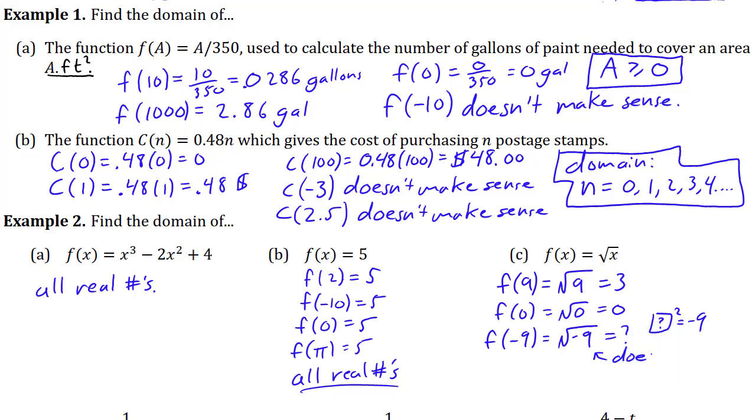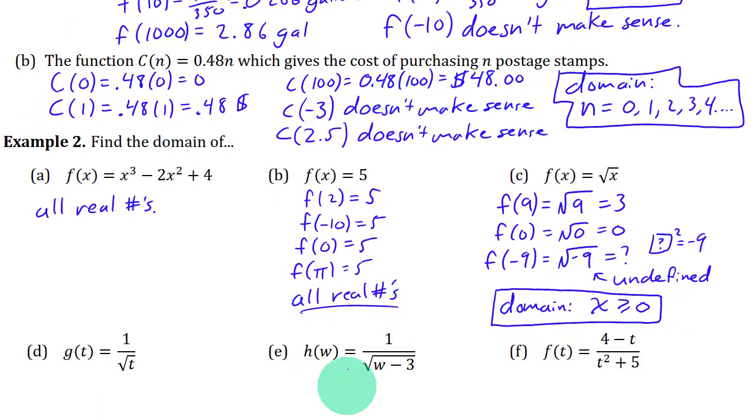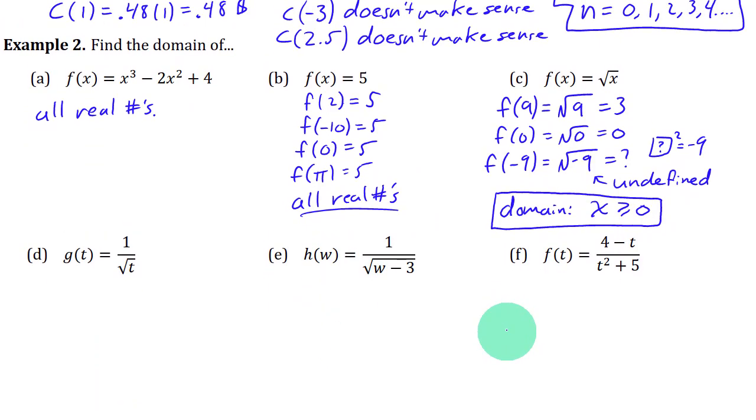You can say it doesn't exist, or it's undefined, or it doesn't make sense. Those all mean sort of the same thing. So x cannot be a negative number, but the square root of x does make sense if you have any positive number or 0. So the domain is going to be x is greater or equal to 0. Right. Let's look at some more complicated examples.